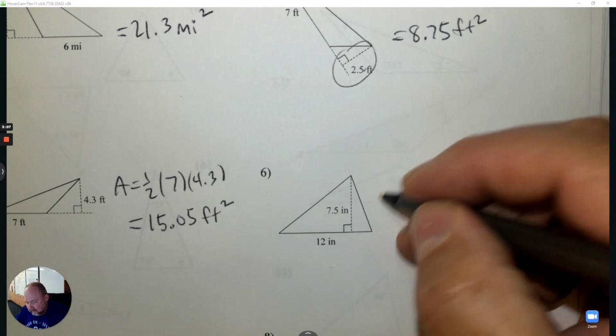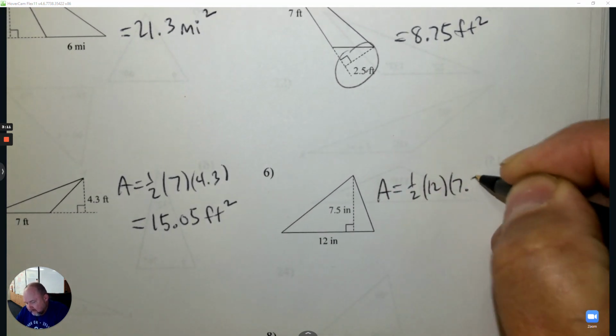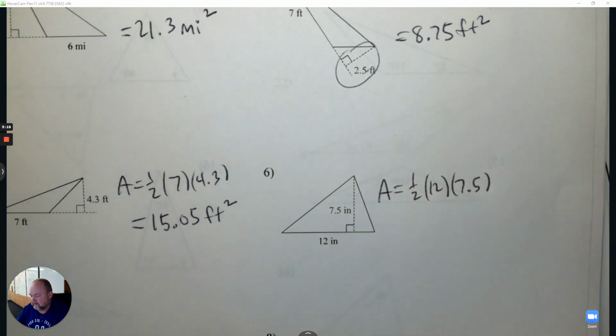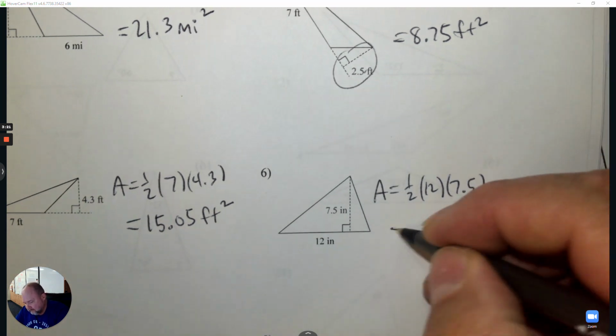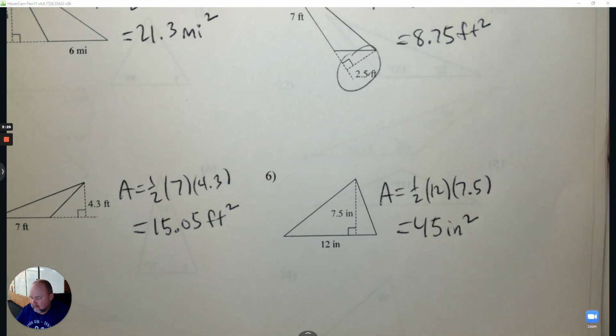Number 6, can you find the area? 1/2 the base times the height. And again, I'm going to multiply first and then divide by 2. And that's inches squared.